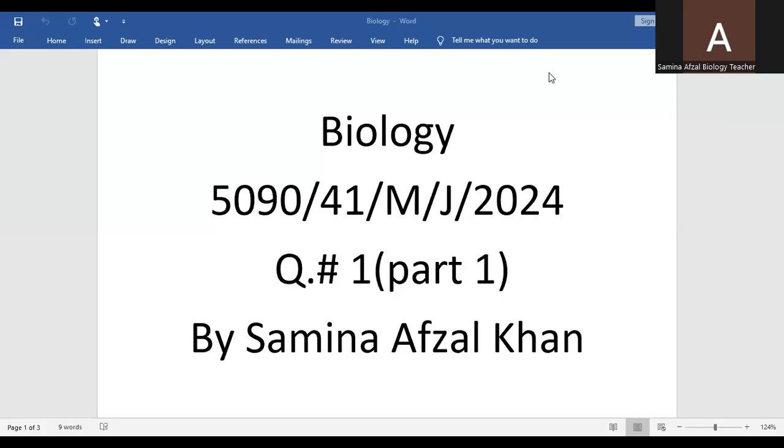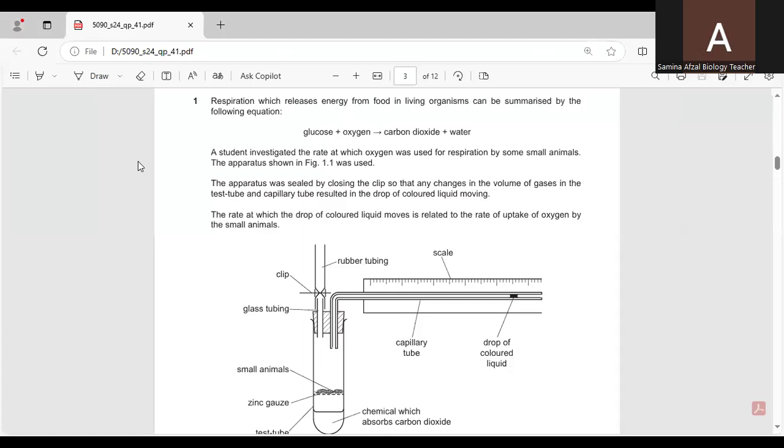O-Level Biology 5090, paper 4-1, May/June 2024, and question number 1. Question number 1 is: respiration, which releases energy from food in living organisms, can be summarized by the following equation.